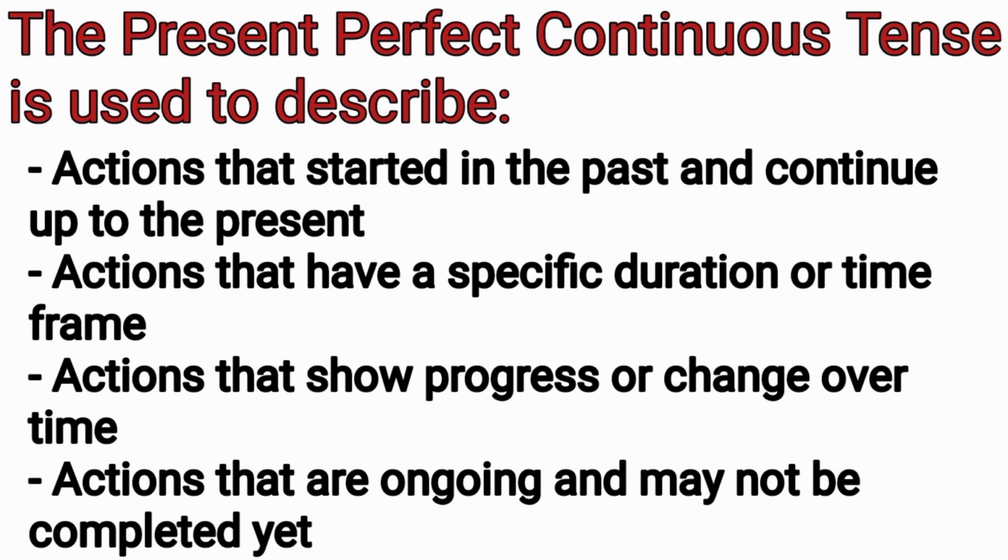If you look at the third point, actions that show progress or change over time, it means a change is present or not. It means specific or not, so use for and since. For is for a length of time, since is for an exact time. Actions that are ongoing and may not be completed: it means the action just started in the past but it still continues. It's not completed up to now. So that was it.